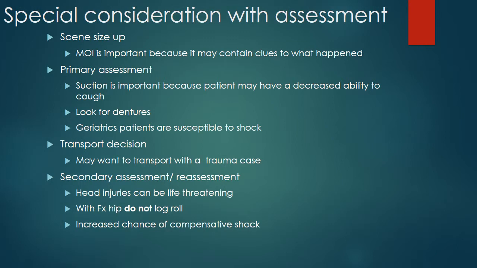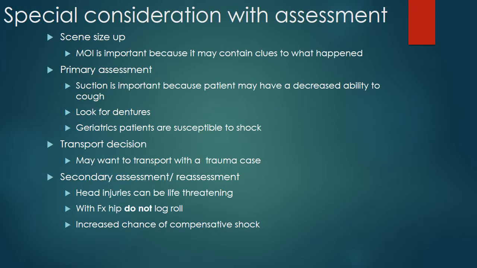Okay, so special considerations with assessment, scene size up. You just want to look around, look for clues. Primary assessment, you have to place a higher importance on suctioning the patient's airway because they may have a decreased ability to maintain their own. You also want to look for dentures because if the patient has dentures, they can fall into their airway and obstruct the airway. Geriatric patients are also susceptible to shock, so you just want to keep that in mind.